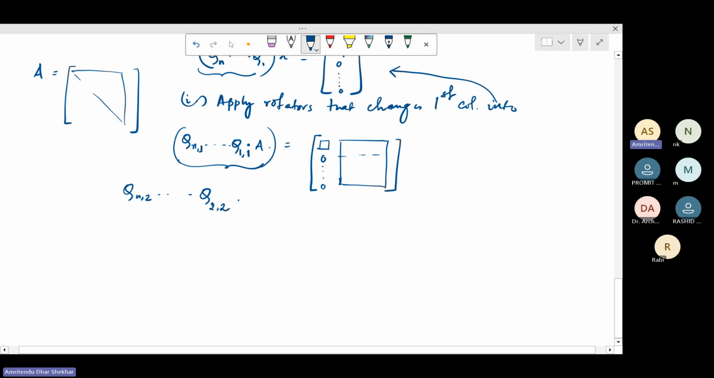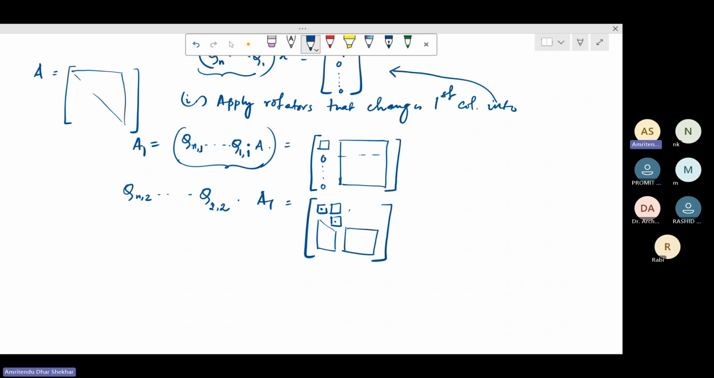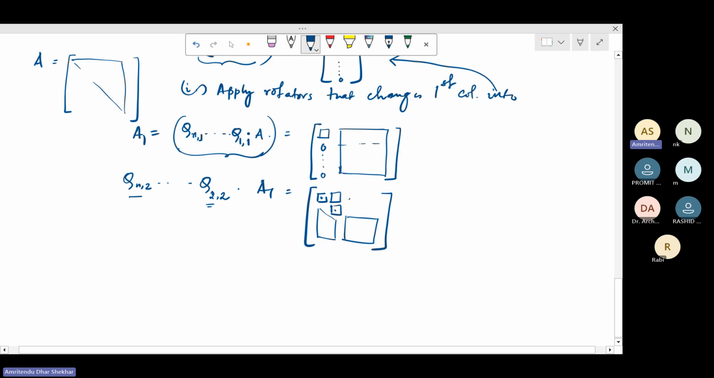You apply it on this matrix. Let's call this matrix A1. You apply it on A1, and when you apply this on A1, only these entries are non-zero, so these guys now become equal to zero. This could be non-zero as well. This entry could be non-zero as well, and the rest of the matrix is as it is. In this way, you iteratively keep on multiplying these rotators until you get an upper triangular matrix.